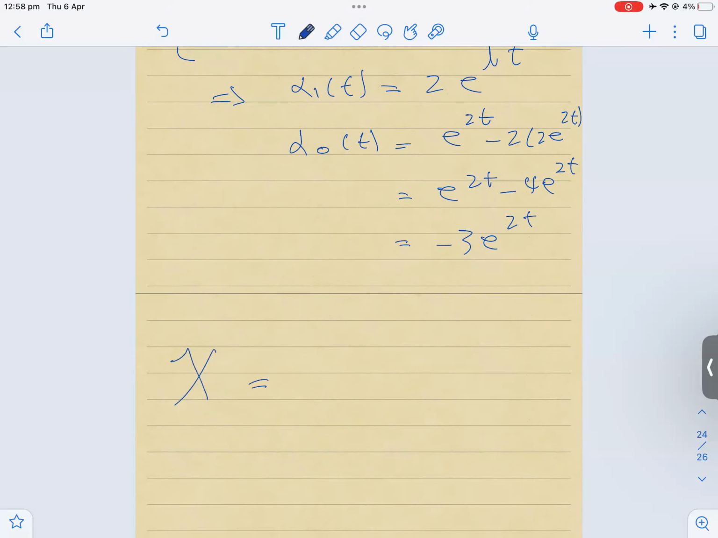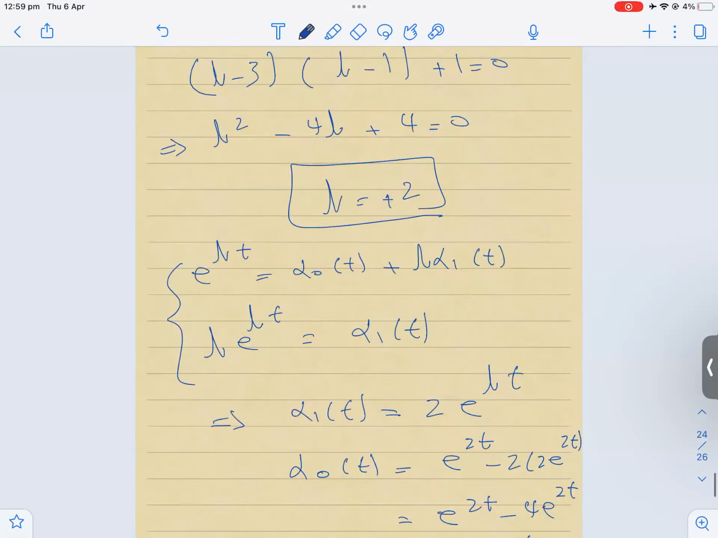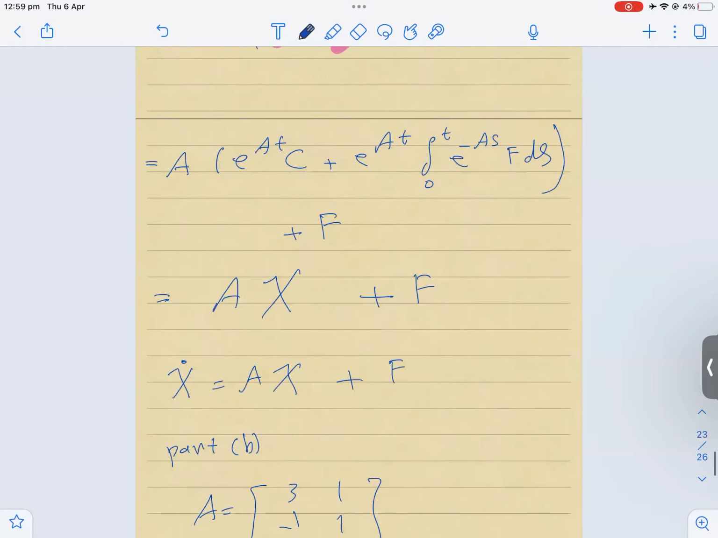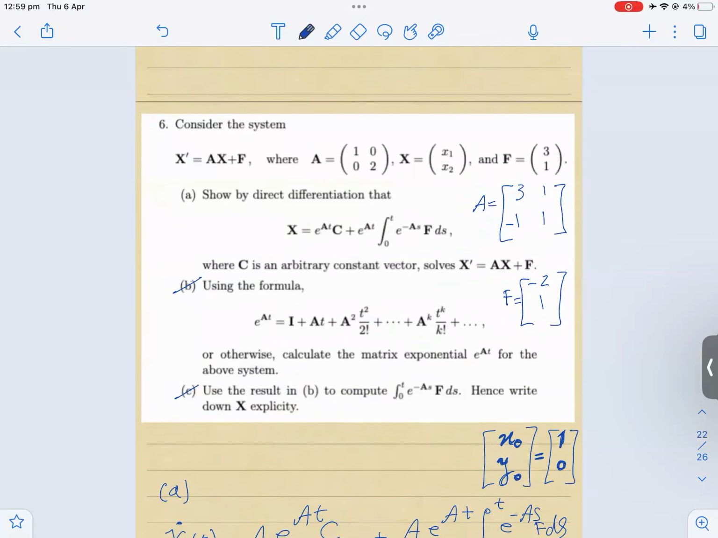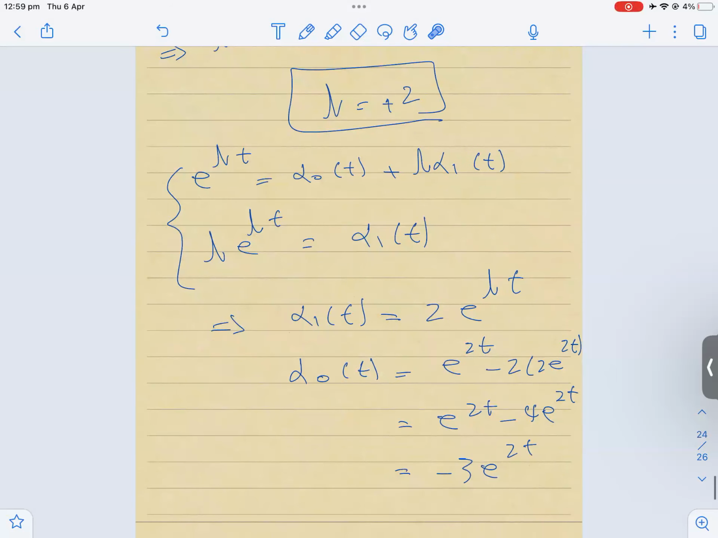The answer is non-homogeneous: X equals e to the At times c1, c2, plus xp. The hardest part is alpha 1 and alpha 0. So xp is this guy here. You've got this part, you've got f, you take integration and you will obtain this part. I will complete this in my handwriting and upload it in Canvas.